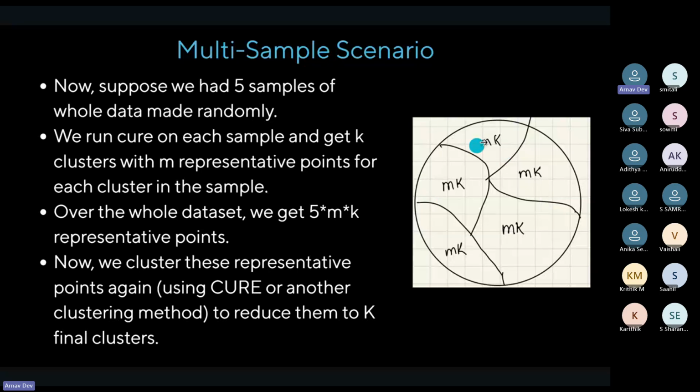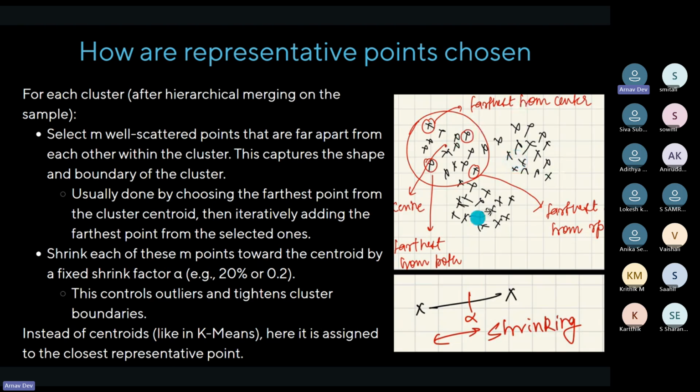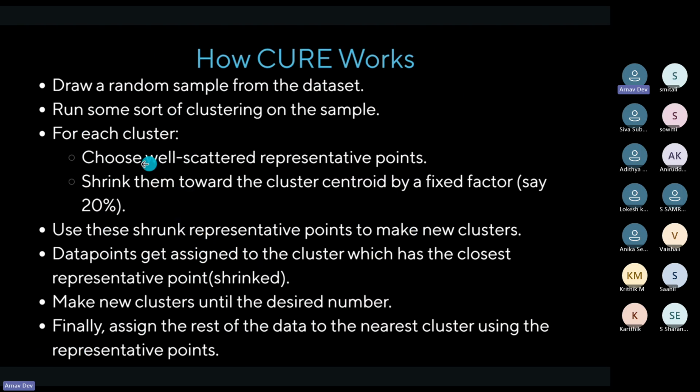You divide the whole data set into five samples, and now you draw random samples from the data set, which is one of them, and you run some sort of clustering beforehand itself, and you get a few clusters in the graph. Say suppose this was one of the samples, you already got three clusters in this. So now what you do is you choose some representative points for those particular clusters, and then you shrink them towards the cluster center by a fixed factor.